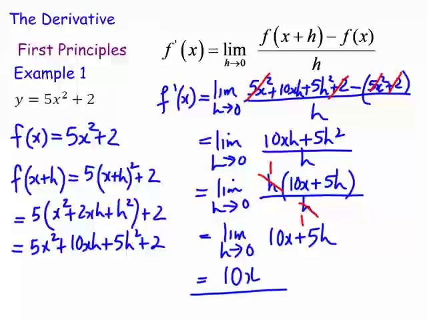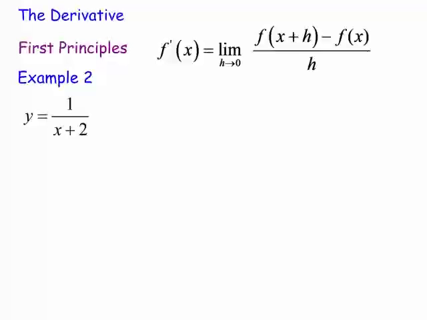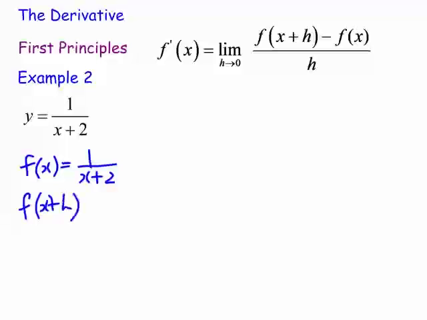Let's have a look at another example. Now we have a function y equals 1 over x plus 2. So let's go through the process again with this one. f of x is equal to 1 on x plus 2, as we can see. What is f of x plus h? That's going to be 1 over, now we put in x plus h wherever we see an x, so it's x plus h plus 2. That was a very easy substitution.